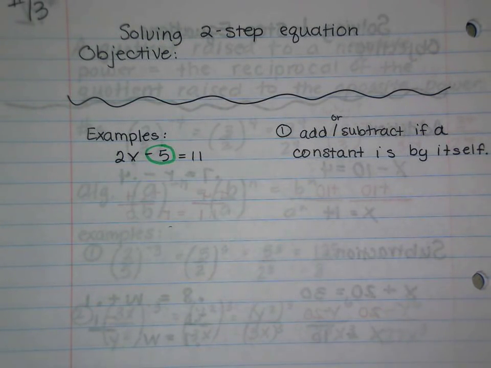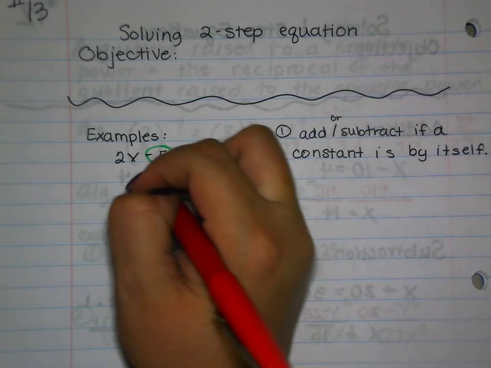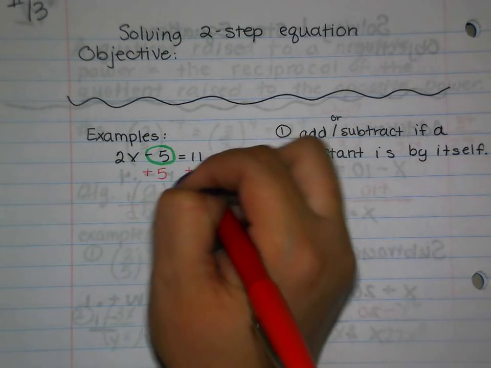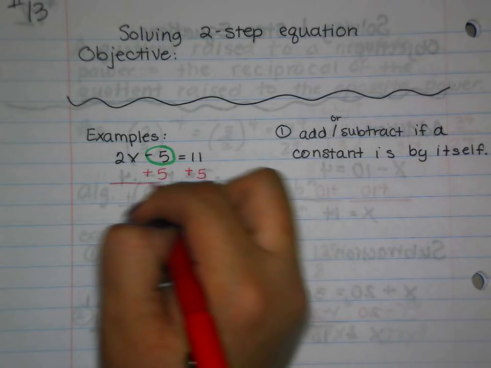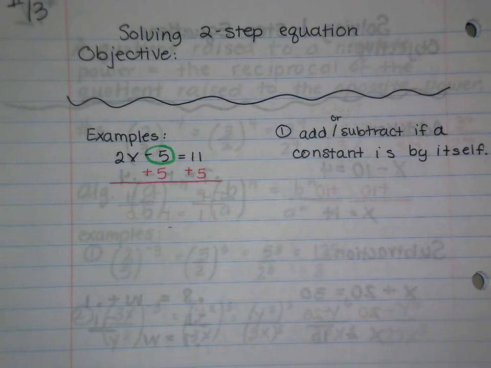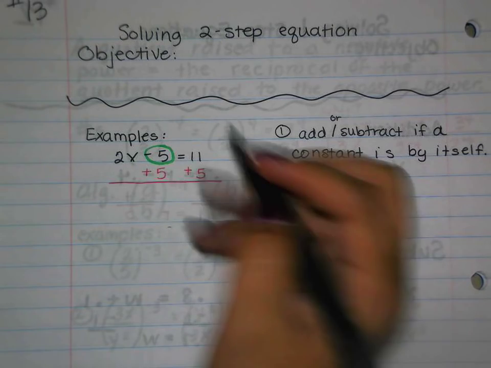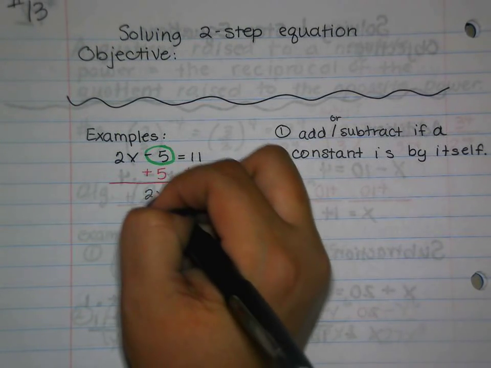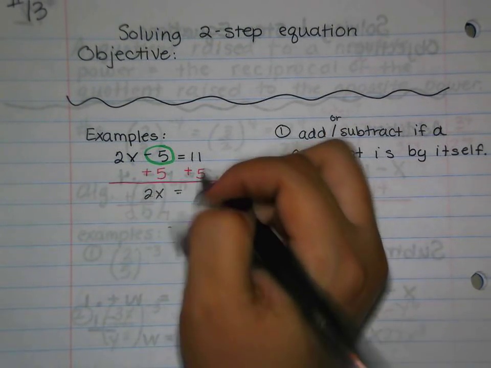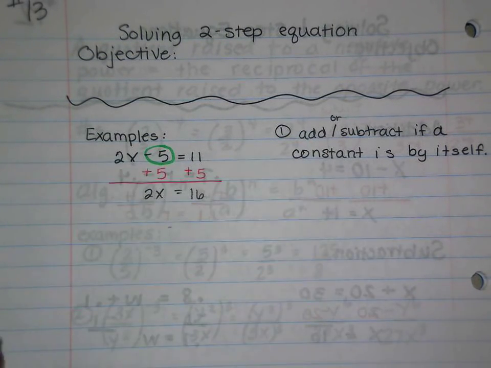So in order to get rid of that negative 5, we're going to do the exact opposite of what is there. So the opposite of minus 5 is plus 5, right? So we're going to add 5 to both sides. Remember, whatever we do to one side, we must also do to the other. Okay, these negative 5 plus 5 can cancel out. So this becomes 2x equal to 11 plus 5 is 16. Now you should see that this is an easy one-step equation.